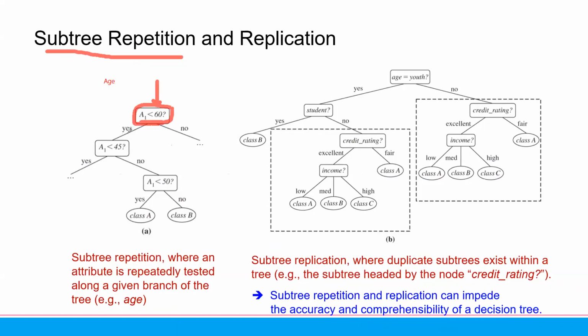Then if it is below 60, there's another split point, 45. And after the algorithm checks again, there's another split point, 50. So it means the same variable happens in every node. If this happens, we call this repetition. This kind of sub-tree repetition can cause overfitting.